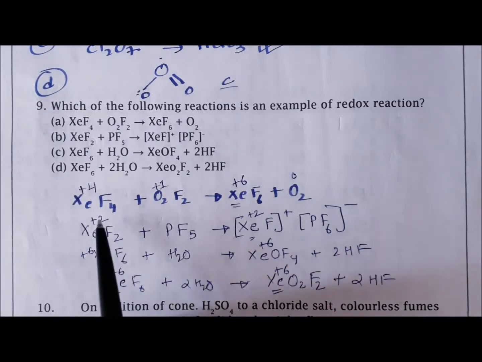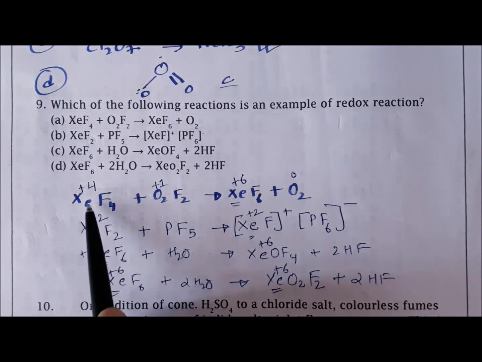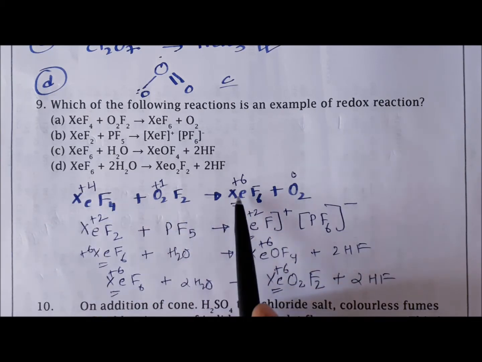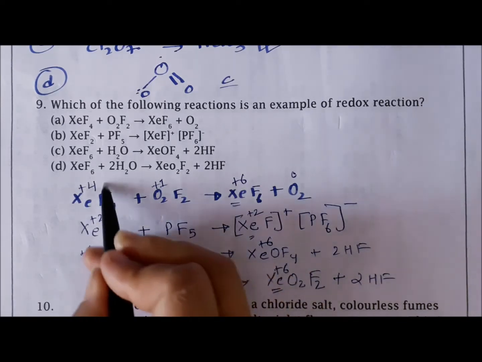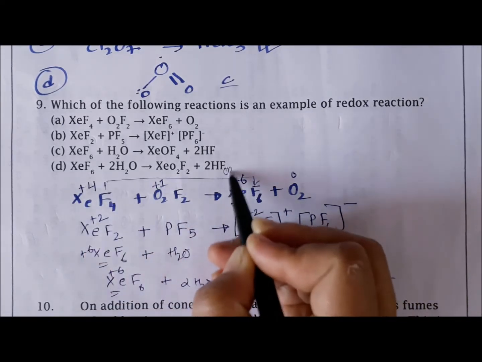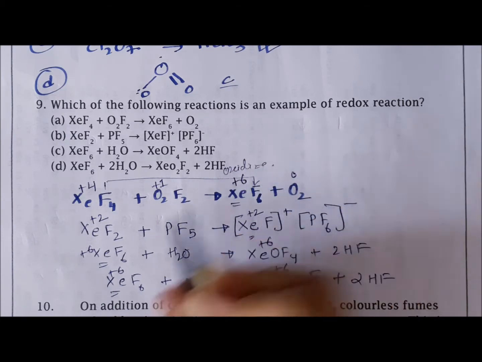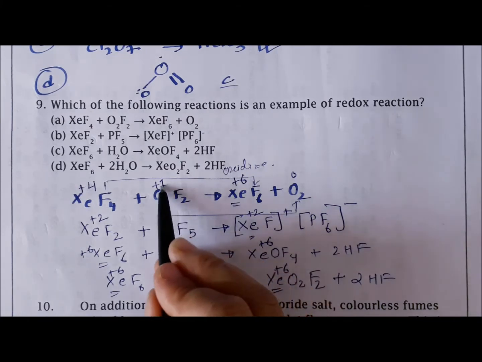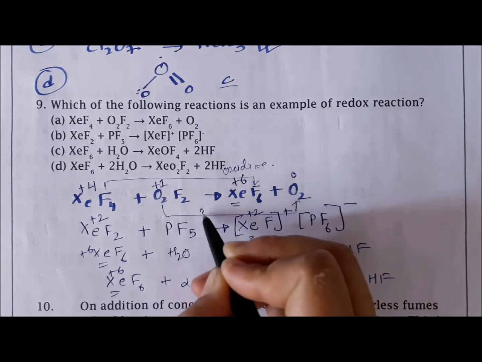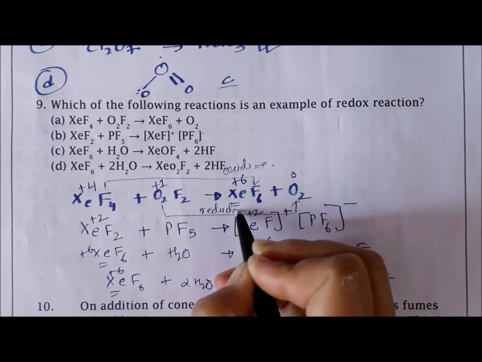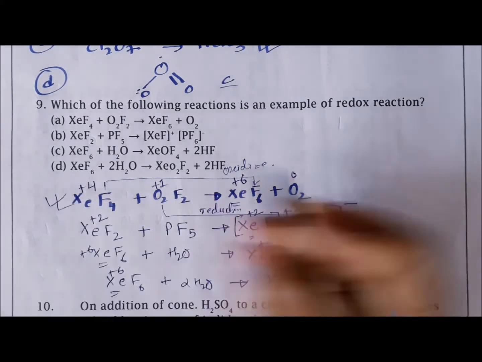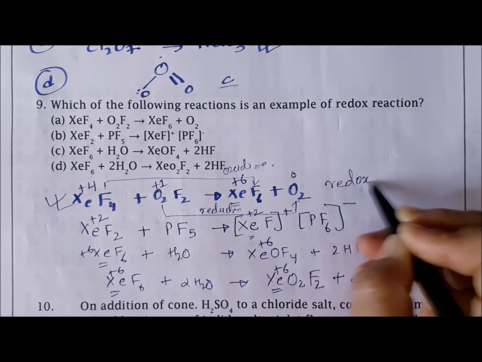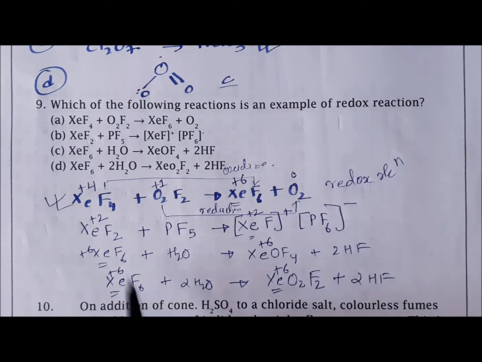Okay, the oxidation number of xenon in the first option is +4 and it is changing to +6, right? So that means there is a change in the oxidation number. Oxidation number increasing means it is getting oxidized. Then here the oxidation number goes from +1 to 0. So this is your reduction, right? Decrease in oxidation number, so reduction. So this is your redox reaction. Redox reaction. Now check the rest.